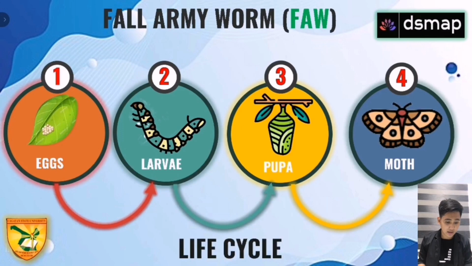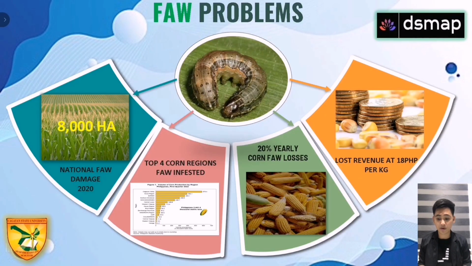On slide 3, now that we understand the life cycle of the fall armyworm, let's take a closer look at the problem it poses. As you can see on this slide, there are 4 major issues we need to address. First, in 2020, the fall armyworm caused damage to over 8,000 hectares of crops in the Philippines. Second, the top 4 corn-producing regions in the country are infested with the pest. Third, farmers are experiencing a yearly loss of around 20% of their corn crops due to fall armyworm damage. And finally, the cost of this damage is significant, with lost revenue estimated at around 18 Philippine pesos per kilogram of corn.